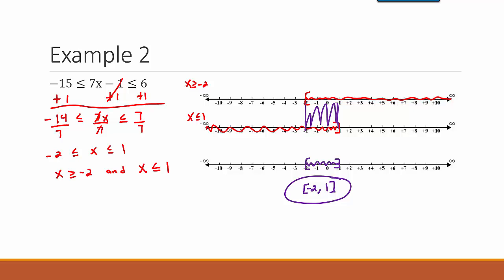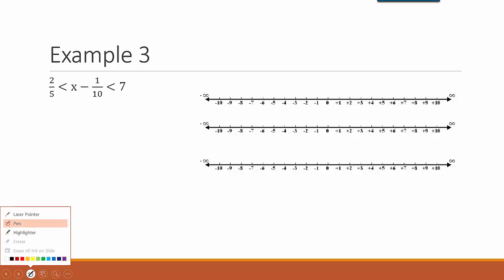Okay, let's take a look at one more. All right, so here we have another and inequality. We have x minus 1 over 10 is less than 7, and x minus 1 over 10 is greater than 2/5. So just like we did before to clear the fractions, we want to clear the fractions here. So my common denominator for 5 and 10 is 10. So I'm going to multiply each side and the middle by 10.